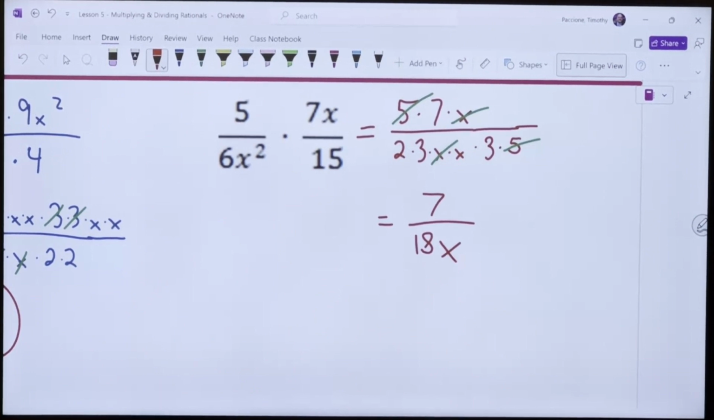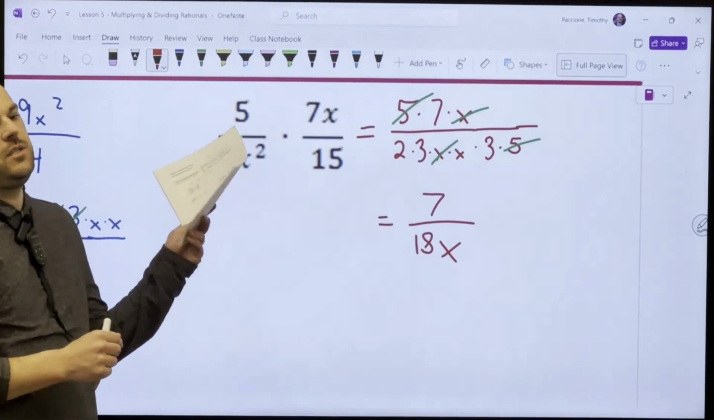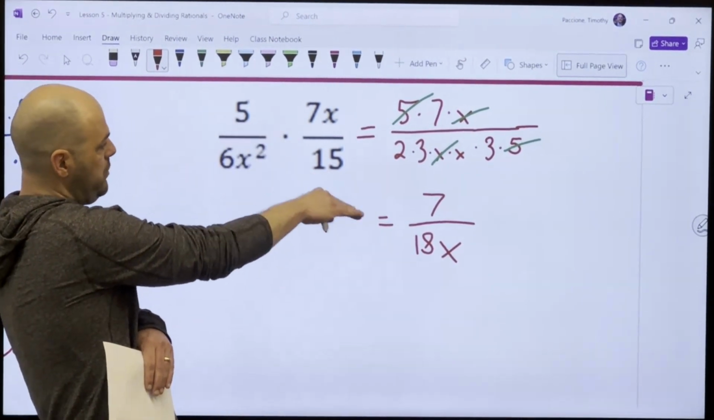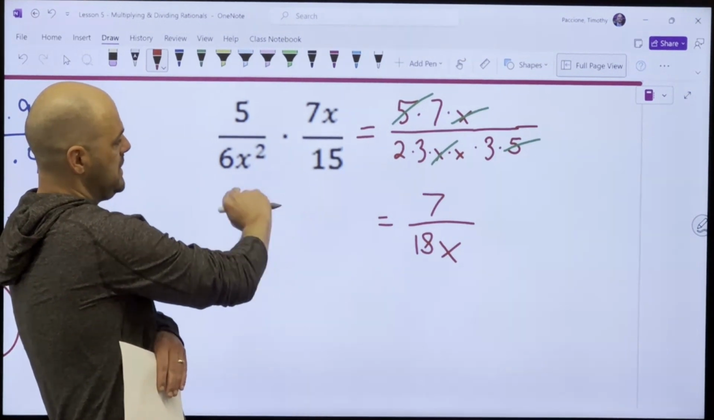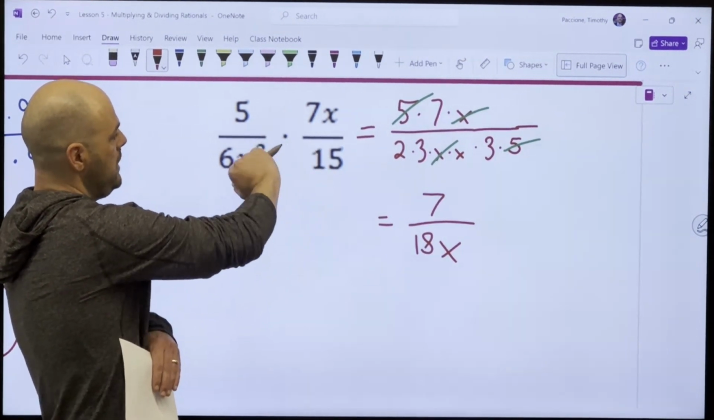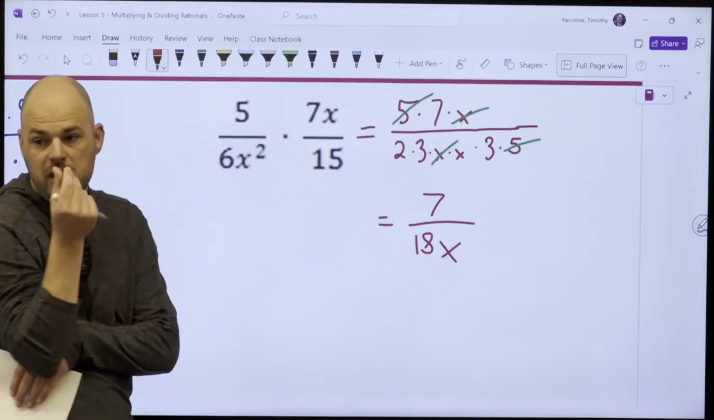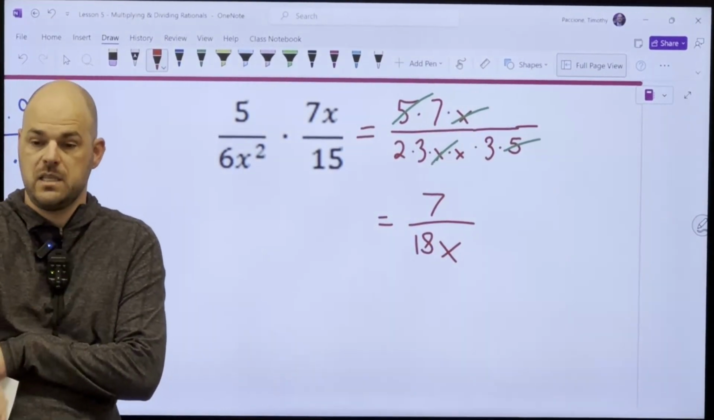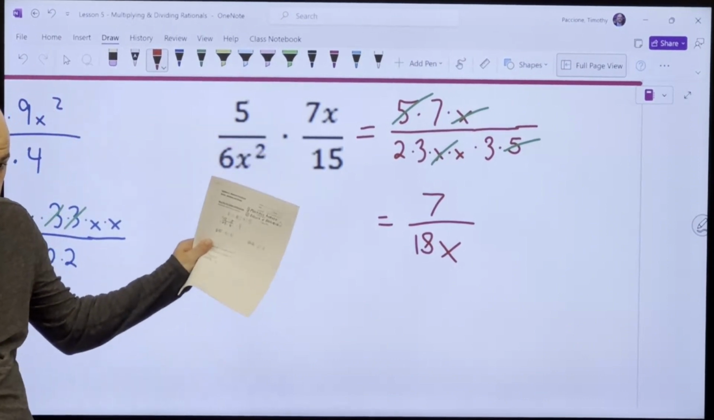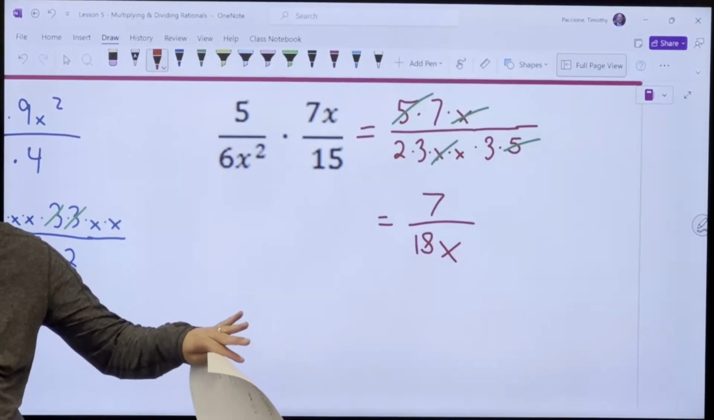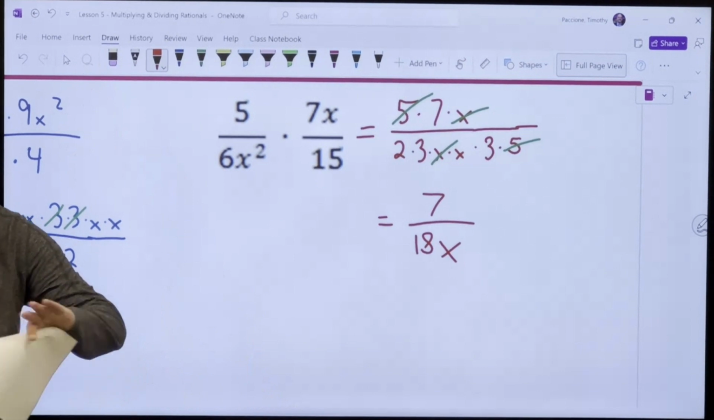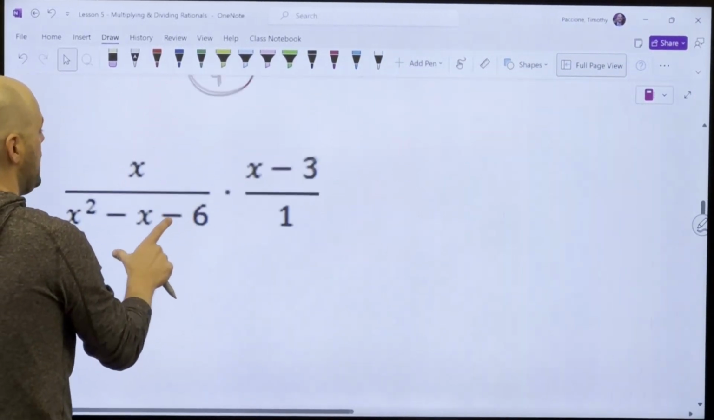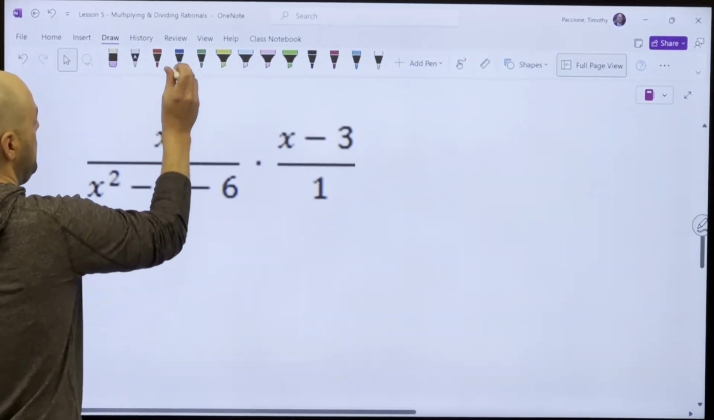Now, this process, maybe for these you don't need it. Maybe you're just like, I can see that 5 and 15, that would reduce, give me a 3 on the bottom, 6 times 3 is 18, x over x squared, that cancels, leaves me just x on the bottom. Maybe you can do a lot in your head. Maybe you can't, and you need this. Maybe you can, and you don't. But for the next part, you need this process, the breaking it apart part, the canceling part, no matter who you are. And that's because, what if you end up with something like this?